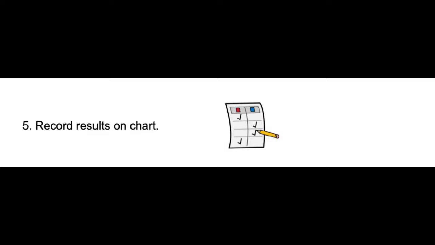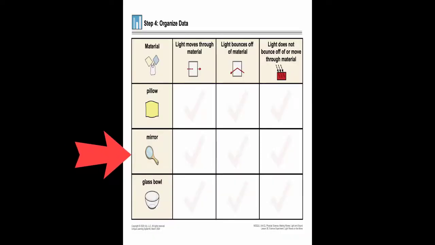Okay, let's record the results on our data collection sheet. We're going to fill in this row here. The mirror reflected the light, so the light bounced off the mirror. The light was neither absorbed or allowed to go through the mirror, so we will mark this space. Now, let's look at our conclusion.